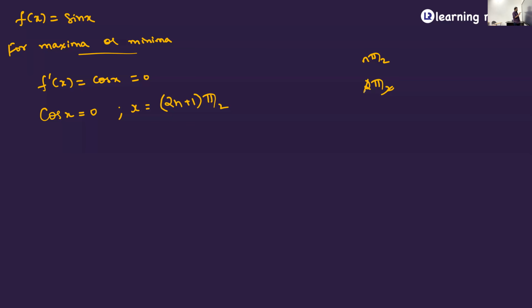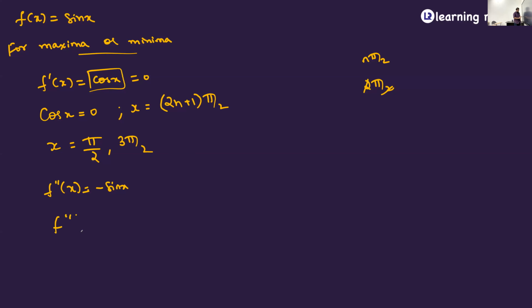Now, having said this, I'll take the points within the first complete cycle, that is between 0 and 2 pi. So x will be equal to pi by 2 and 3 pi by 2. I'll get only 2 points. Now I'm going to find f double dash of x, meaning I need to differentiate this function. What do I get? Minus sin x.